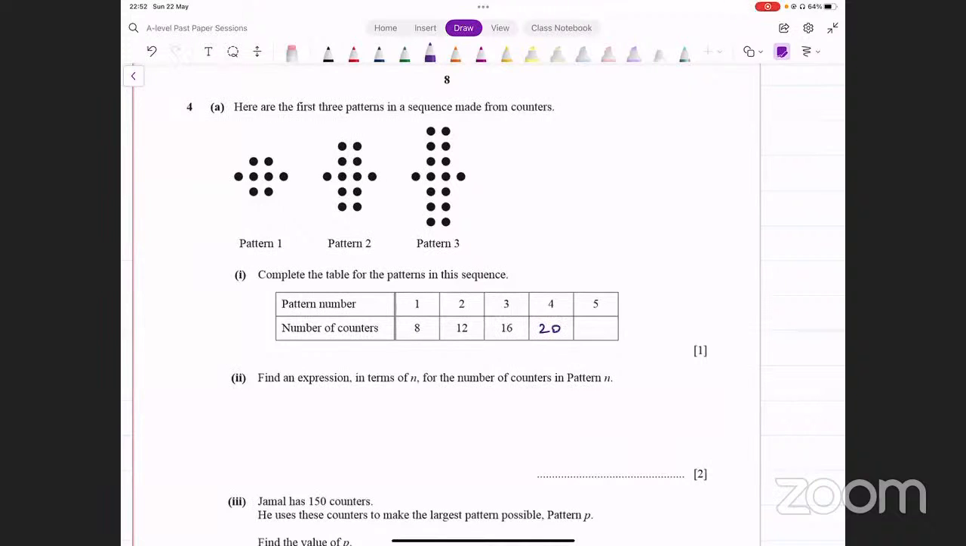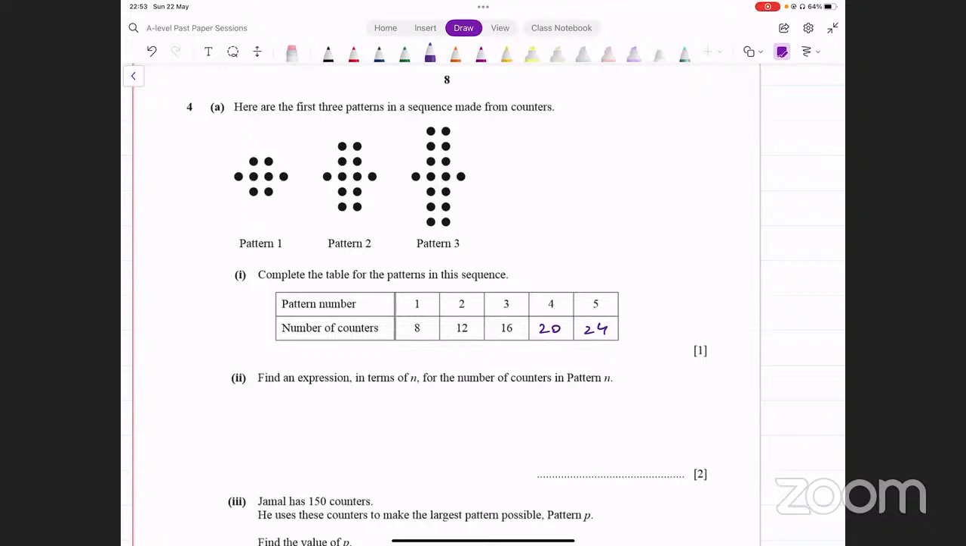Or you could just think of this pattern. In the table, 8 to 12, the difference is 4, 12 to 16, the difference is 4. So it's a constant difference. It's a linear sequence. You can directly write the next numbers. It should be 20 and then 24. OK, so it's an equal distance.